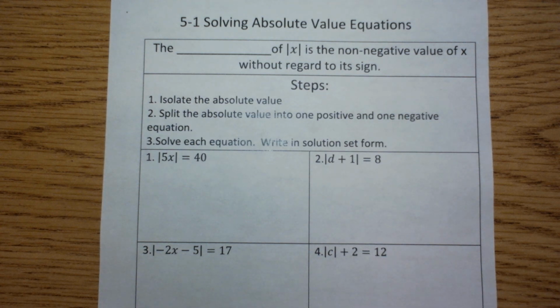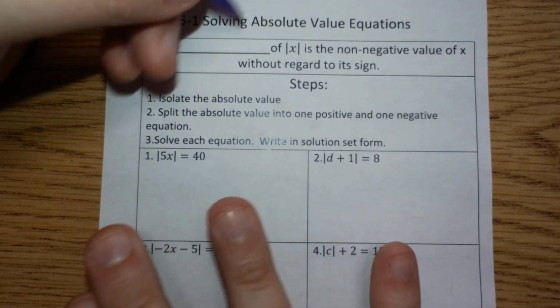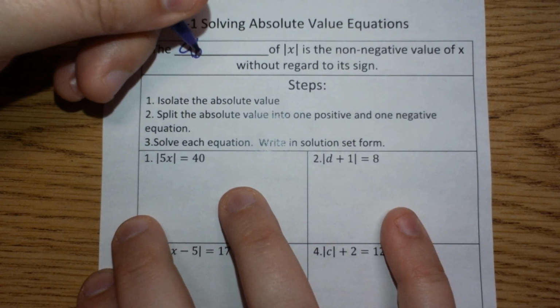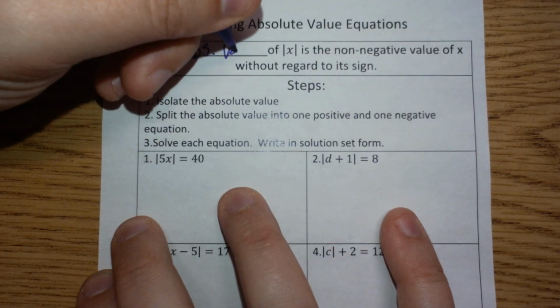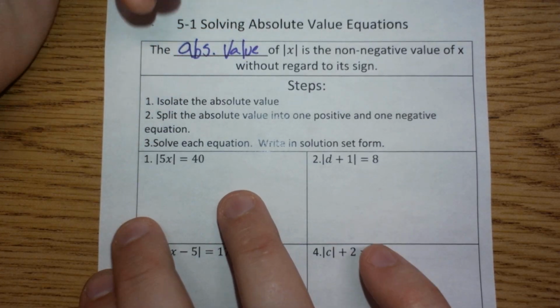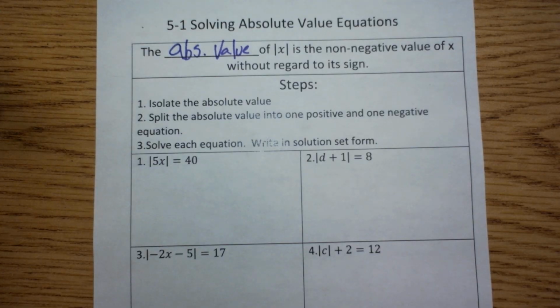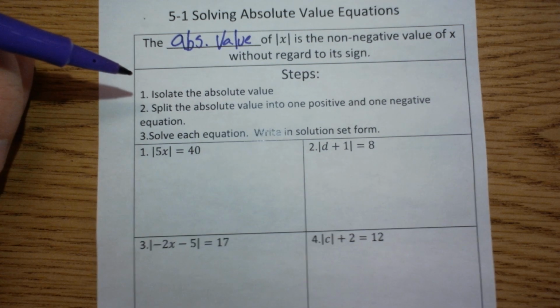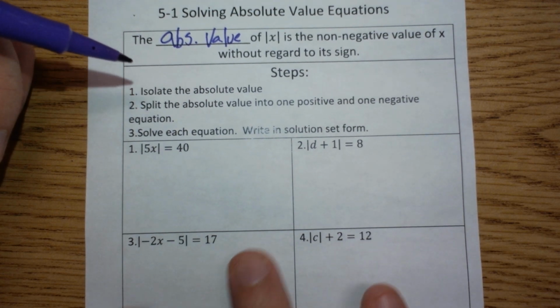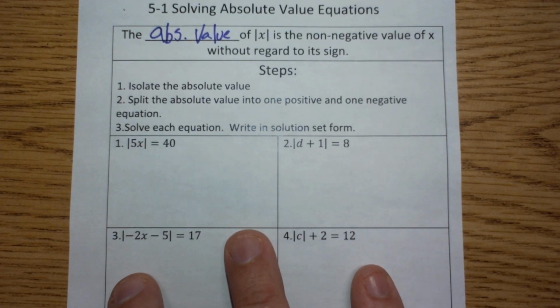Okay, so we're looking at 5.1, doing absolute value equations. These are just some basic equations that use absolute value. When we're talking about absolute value, the absolute value of x is the non-negative value of x without regard to sign. So basically repeating itself a little bit there. But really when we're talking about absolute value, it's the distance from 0.